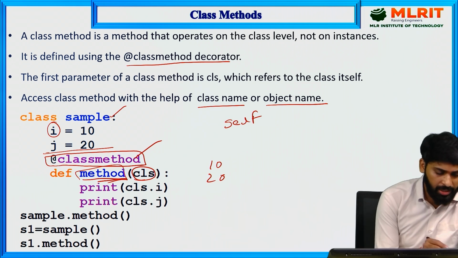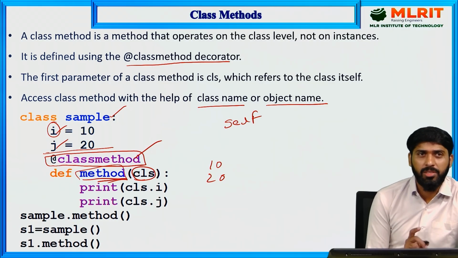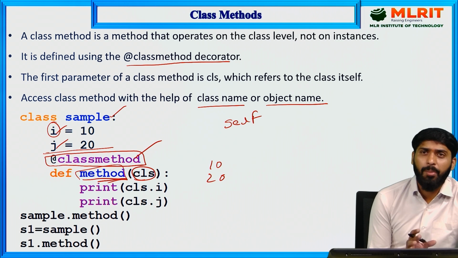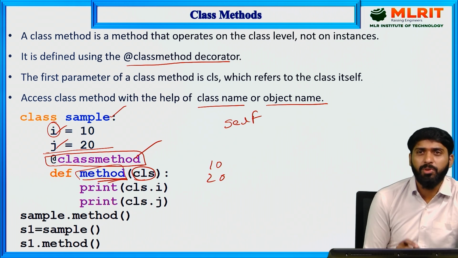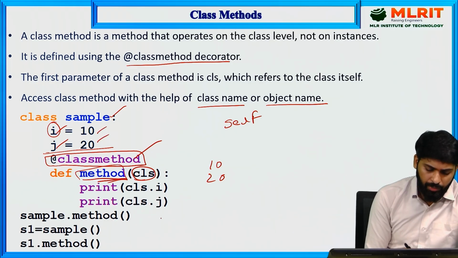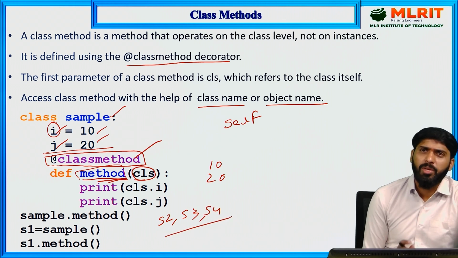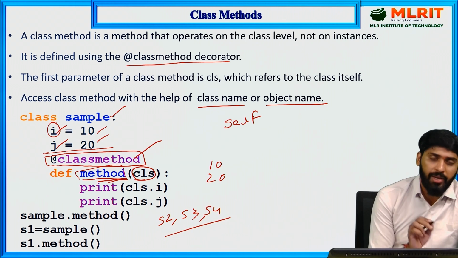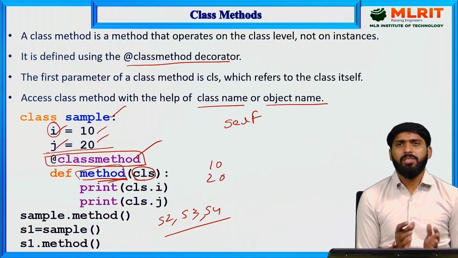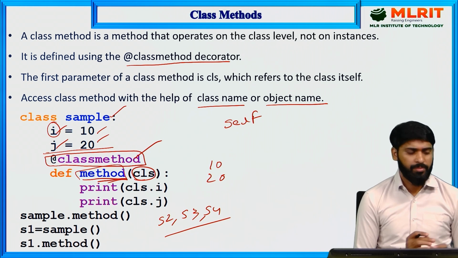You understand, here i and j are class attributes, not instance attributes. This i, j is common to all the objects in the program. For example, here we can access 10, 20 with the help of s1. If we create s2, s3, s4, another three objects, we can access i and j using these objects also. That means these class attributes are common to all the objects created in the program.